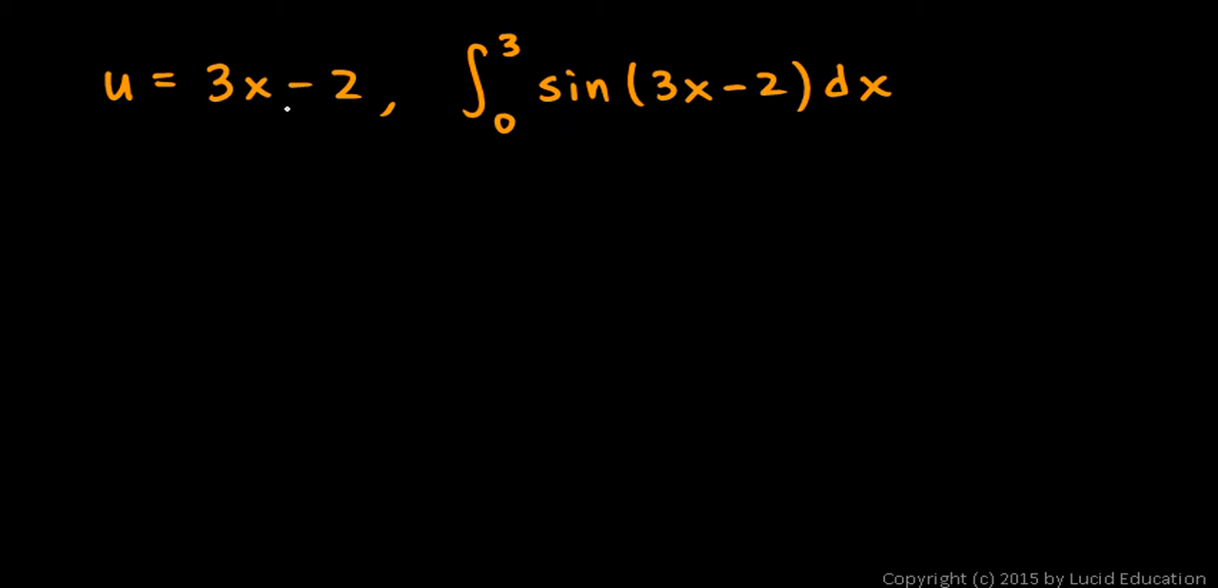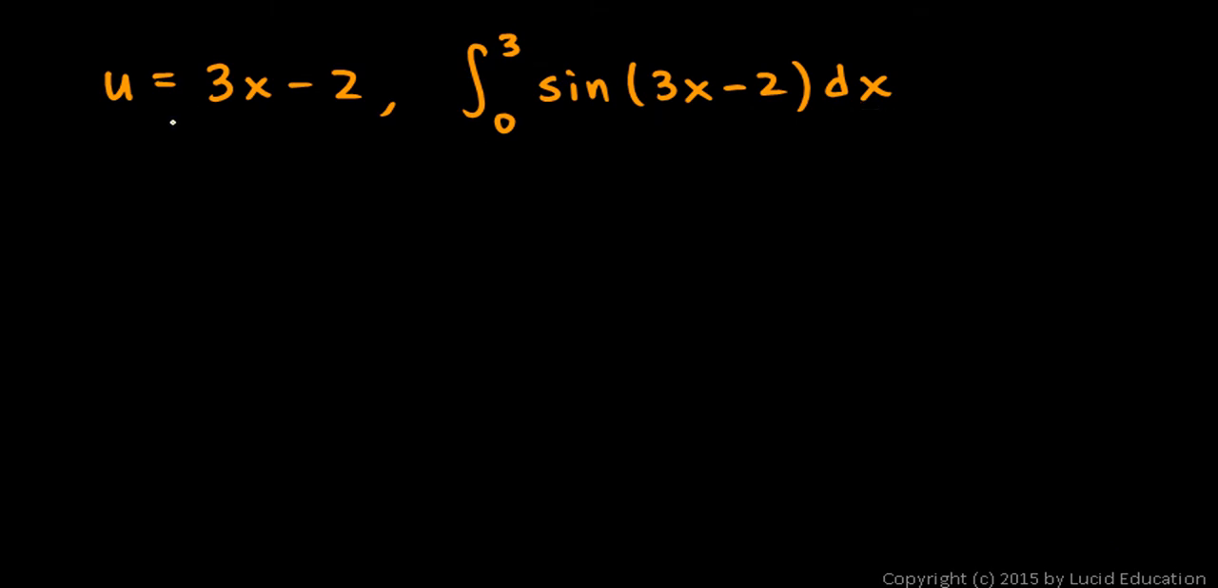So this obviously, the 3x minus 2 right here will become a u. But we also need to replace this dx with an expression involving du. And we also need to replace these x values, 0 and 3, with values of u. The fact that this is a function of x and a dx implies that this is x equals 0 and x equals 3. So let's replace all of these things with expressions involving u.